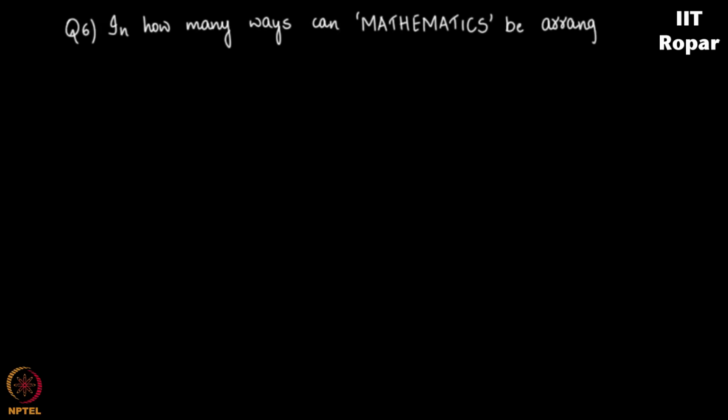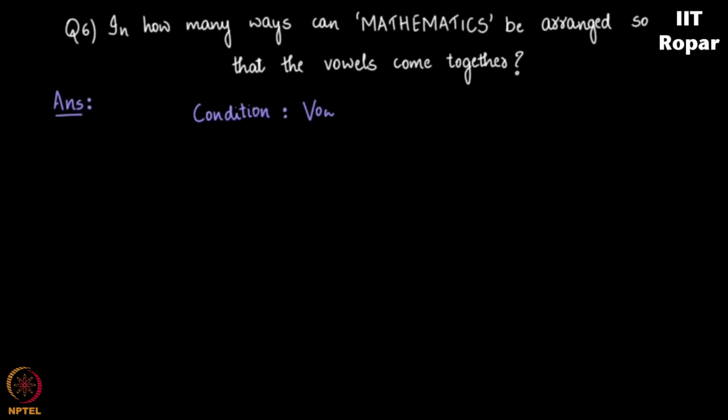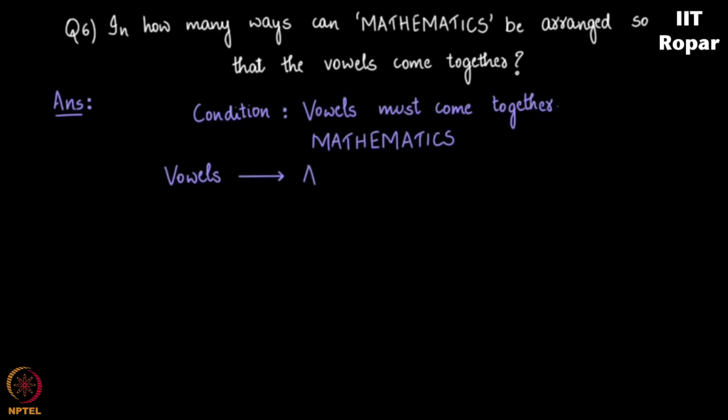In how many ways can mathematics be arranged so that the vowels always come together? So the condition here is the vowels must come together. So the word is mathematics and the vowels here are A, E, A, I, and the consonants are M, T, H, M, T, C, S.